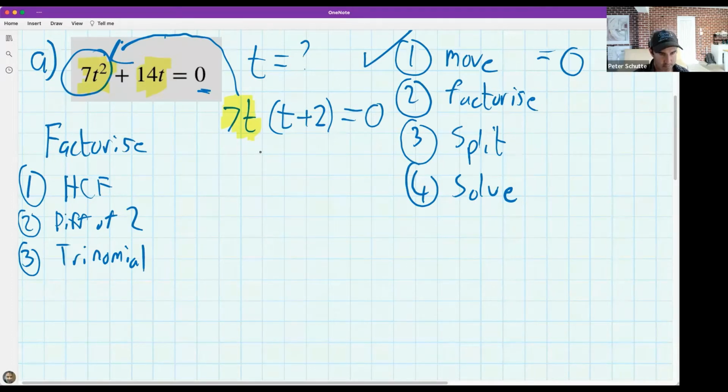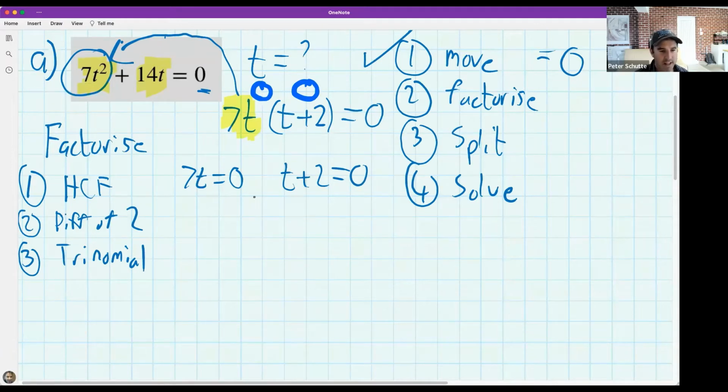Okay, now the second step. The second step is what's called the split. And the split basically takes advantage of this idea that if 7t is 0, then 0 times anything is still 0, and the equation is true. So I'm going to write 7t is 0, or t plus 2 is 0. And the reason that is helpful is that if this whole thing was 0, the equation is made true. If this whole thing is 0, the equation is made true. So I only need one of these to be true for the whole equation to work.